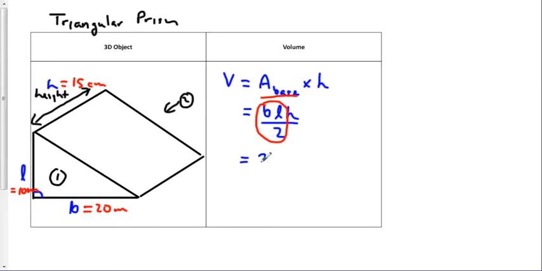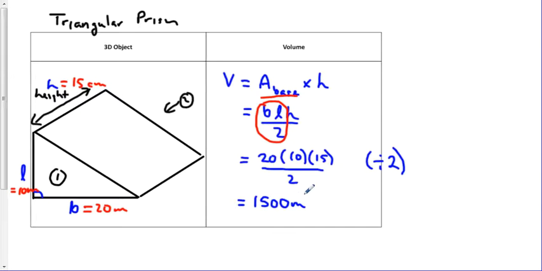Really easy. Again, it's just 20, so base times length, which we said was 10, times the height, which we said was 15, just like rectangular prism. Then you just divide by 2, right? And some of us prefer to write that as divided by 2 on the end, which is just fine. That's no problem. So you guys should do that too, and you can verify, you should get 1,500 meters squared.